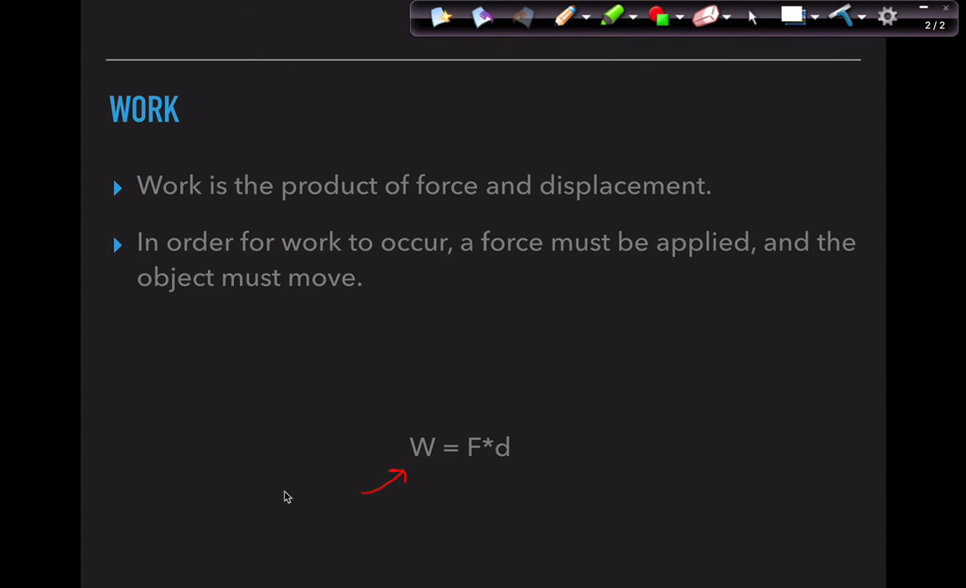Work is W, and work is measured in joules. F is our force, and our force is measured in newtons. And this lowercase d is our displacement, and it is measured in meters. So this is a simple equation. It's just force times distance.